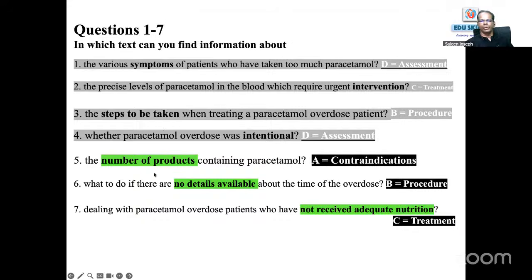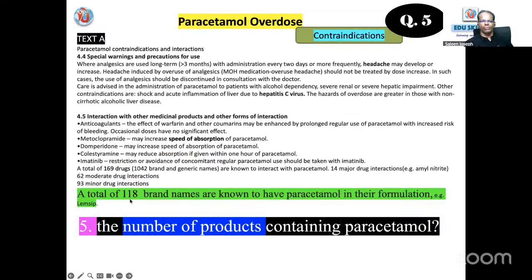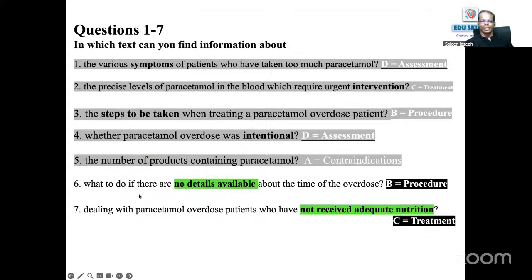Then 5th one, the number of products containing paracetamol. You said it is in text A, contraindications. A total of 118 brand names are known to have paracetamol in their formulation. The number of products containing paracetamol. We have already highlighted that 118 number, right? And we said one of them will be the answer.